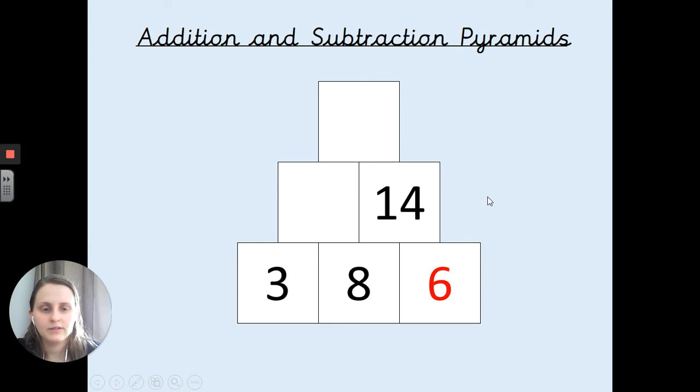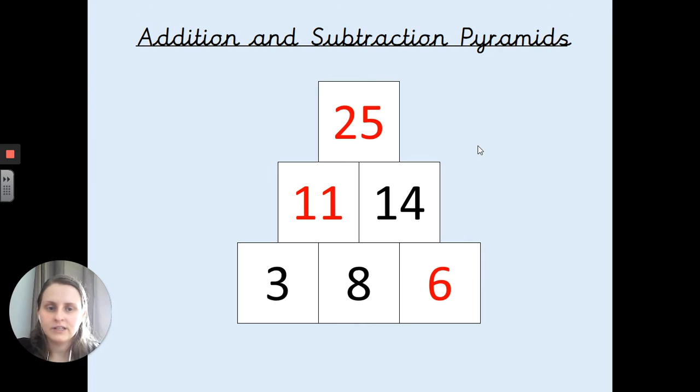So let's have a look at our answers for this one. So if I do 8 add 6, I know 6 add 6 is 12, add 2 more is 14. As I said before, 8 add 3 will give me 11. So now I've got 11 add 14. So I know that 1 add 4 would be 5 and 10 add 10 is 20. So it's 25. So that's our first one.